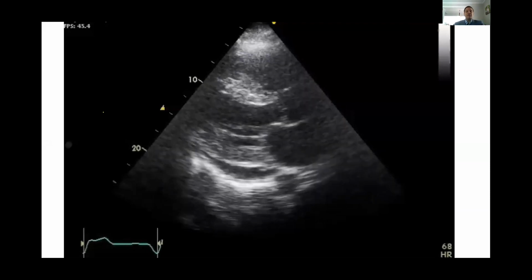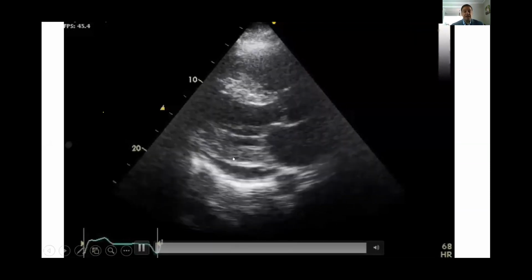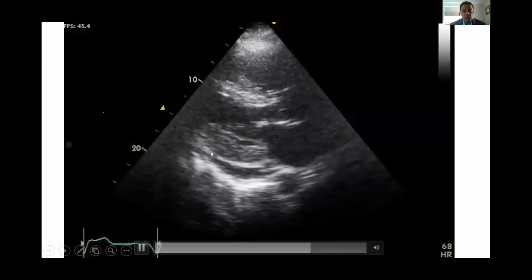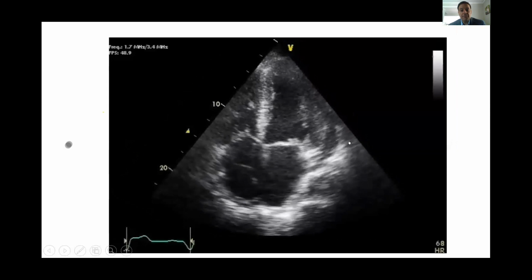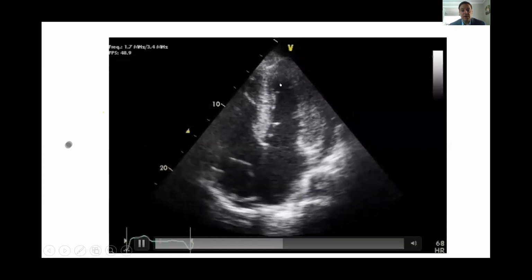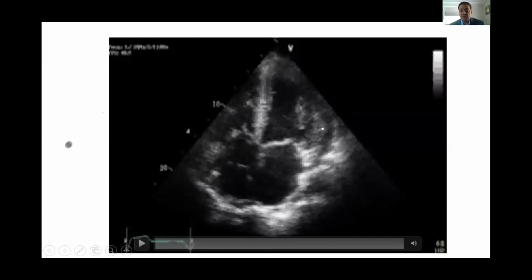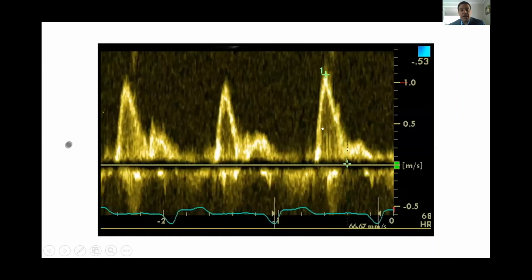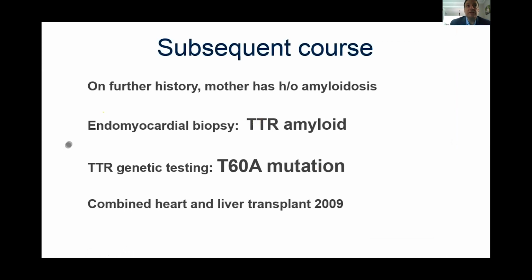Now, you'll have to trust me, but the septum and posterior wall are over 2 centimeters, highly thickened, with a small pericardial effusion, which is not uncommon in amyloid, and a big left atrium. Here's his apical four-chamber view. You can see kind of a small LV cavity, biatrial dilatation, pericardial effusion, and he had what's called severe diastolic dysfunction on the echo.